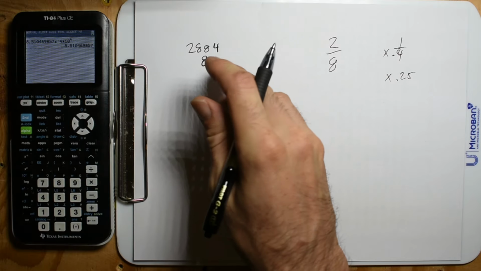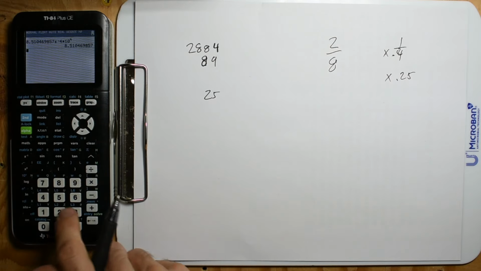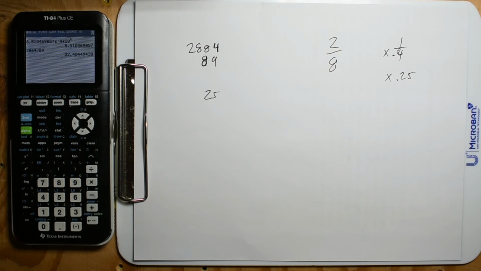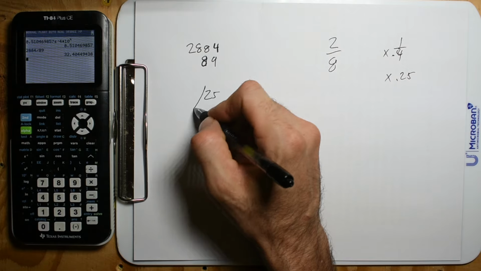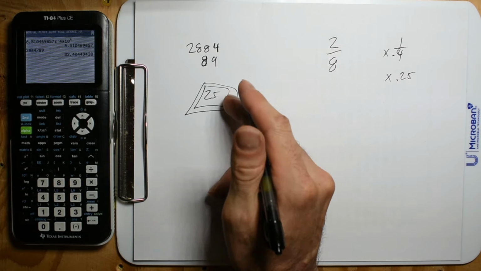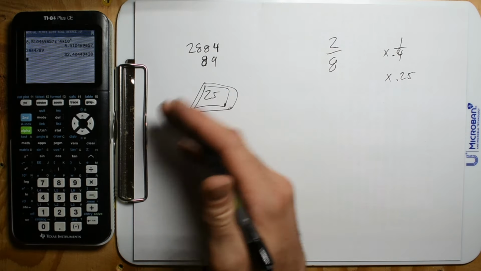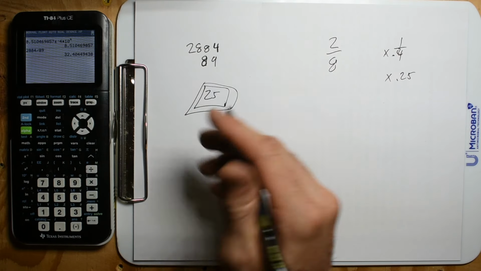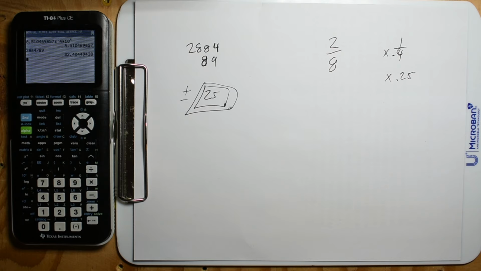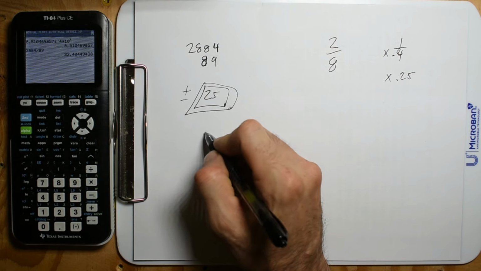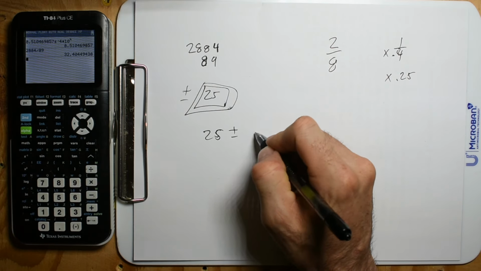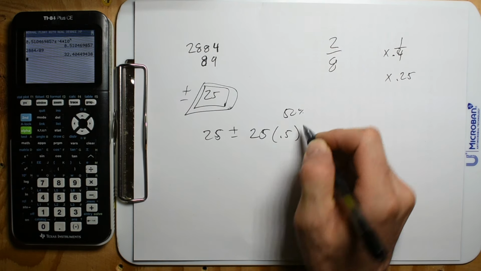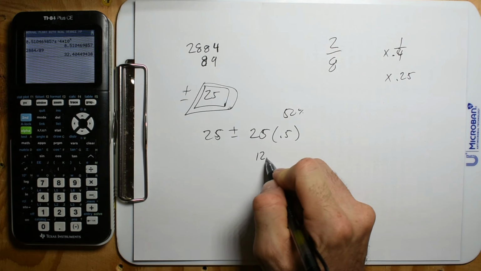But then we're actually just going to take a quarter of that. So this is going to be close to 25. So 2884 divided by 89. Yeah, it's close enough, 25. Now, these are just guessing skills. These numbers could be up to 50% off, either plus or minus 50% difference. Let's do that. 25 plus or minus 25 times 0.5. That's 50%. And so, hell yeah, that's going to be 12.5.